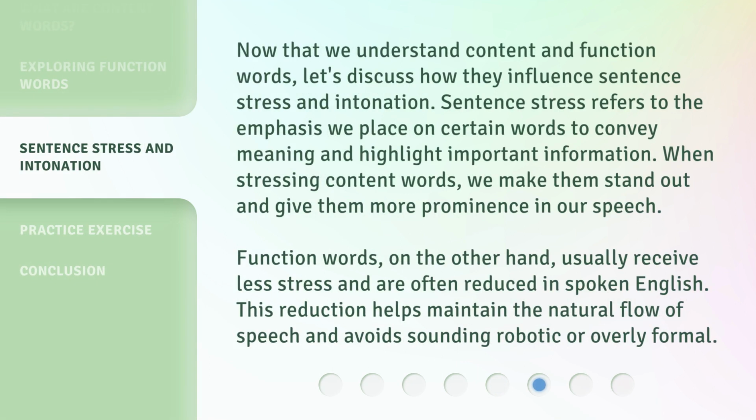Now that we understand content and function words, let's discuss how they influence sentence stress and intonation. Sentence stress refers to the emphasis we place on certain words to convey meaning and highlight important information. When stressing content words, we make them stand out and give them more prominence in our speech. Function words, on the other hand, usually receive less stress and are often reduced in spoken English. This reduction helps maintain the natural flow of speech and avoids sounding robotic or overly formal.